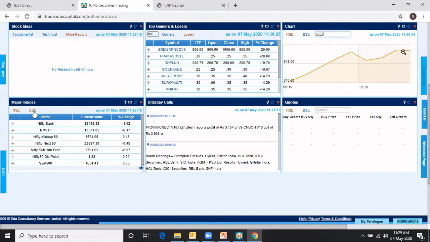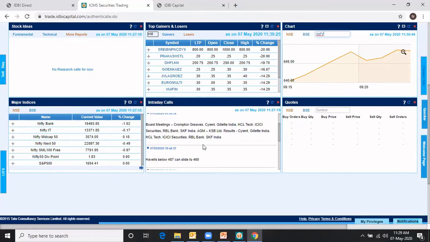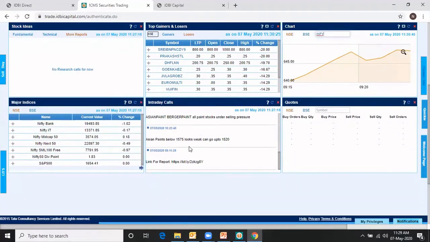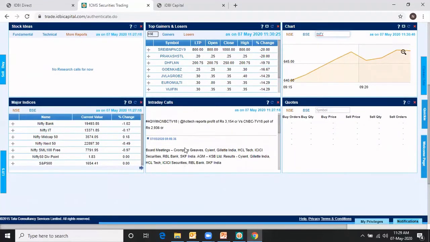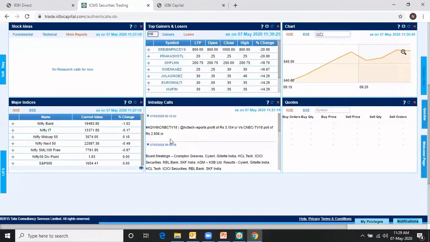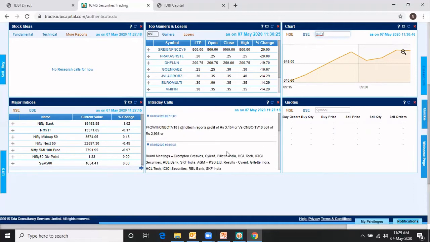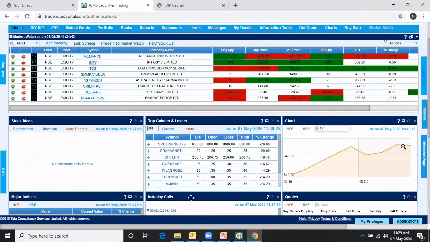Same way, you can see our intraday calls. Whatever calls are flashed for intraday trading or information will be seen over here. So those who want to be an intraday trader have to keep a watch on this intraday call screen, so they will get immediate updates of whatever my research team is flashing. So this is the basics about the information.